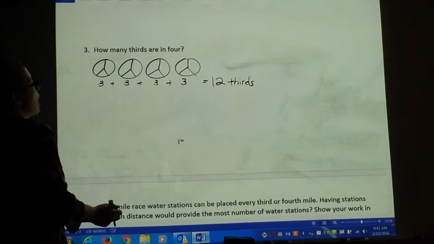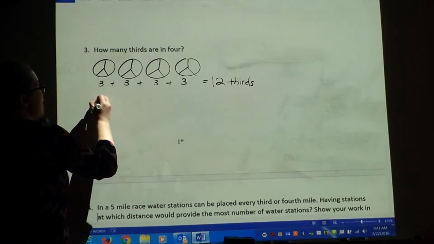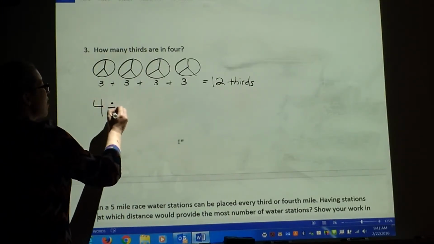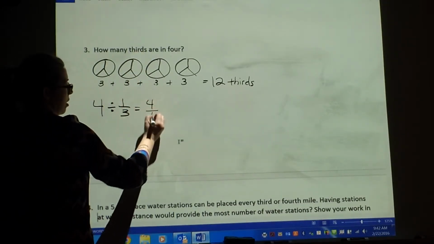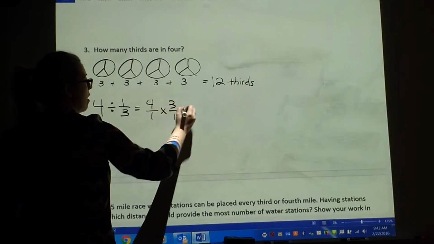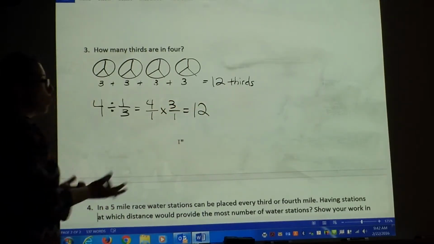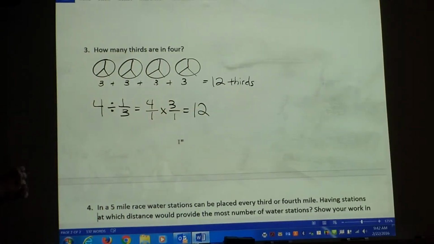If you want to just use numbers to solve, you would take your 4 wholes and you would divide it by thirds. And that's keep, change, flip, for a final answer of still 12 thirds.